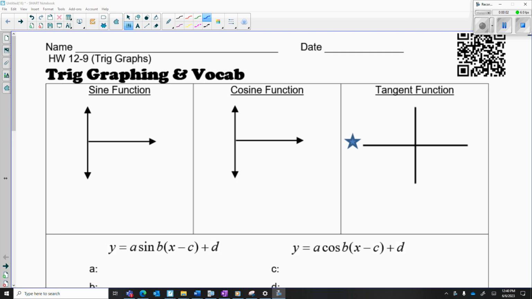Hi guys, today we're going to talk about trig graphing. We're going to review the basics of the sine, cosine, and tangent function, and we're going to talk about the components of the trig equation as well as actually graph. So the first thing you need to know is the basic sine function.